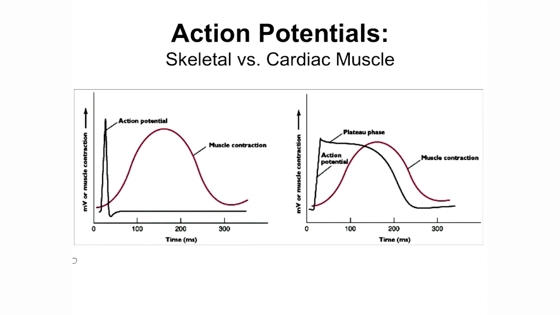If you look over here at cardiac muscle, you'll notice our action potential takes a lot longer because of the plateau phase. So it takes altogether about 250 milliseconds, several hundred times longer, for us to go through the depolarization and repolarization in a cardiac muscle cell.